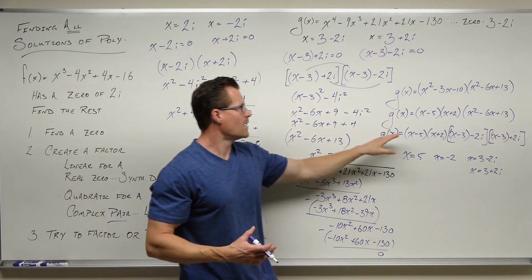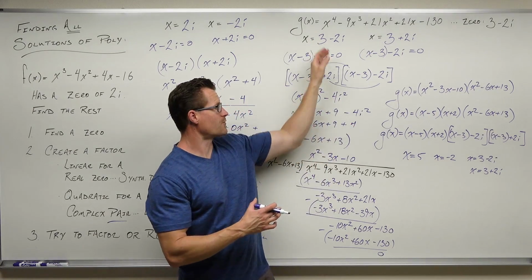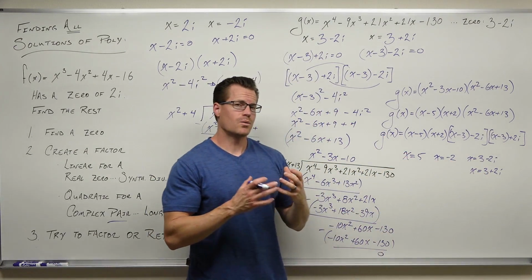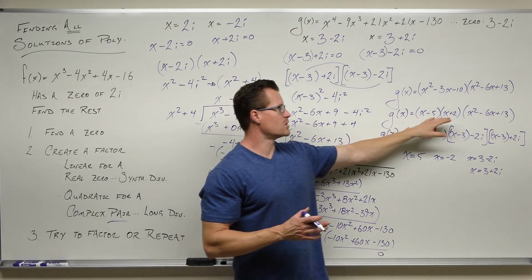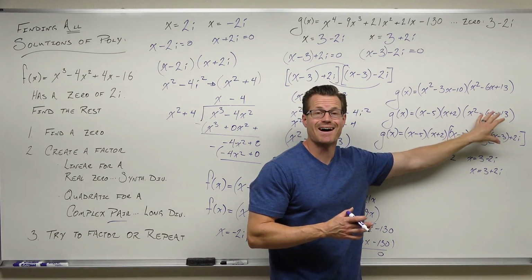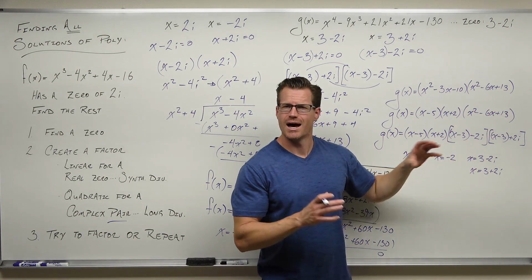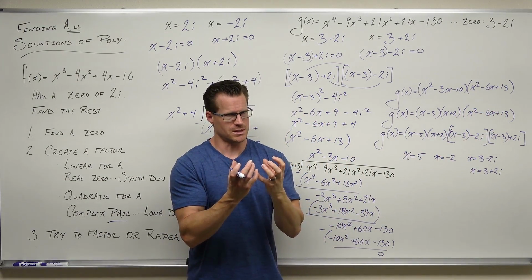So we have a degree 4, we have 4 complex factors. We have a degree 4, we have 4 complex solutions. We have a degree 4 over the real number system. You have an irreducible quadratic because that gave you complex solutions. I hope that makes sense. I hope you're seeing the interplay between this stuff.